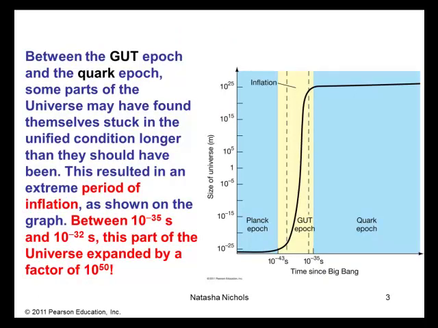Between the God epoch and the quark epoch, some parts of the universe may have found themselves stuck in the unified condition longer than they should have been. This resulted in an extreme period of inflation, as shown on the graph. Between 10^-35 seconds and 10^-32 seconds, this part of the universe expanded by a factor of 10^50.